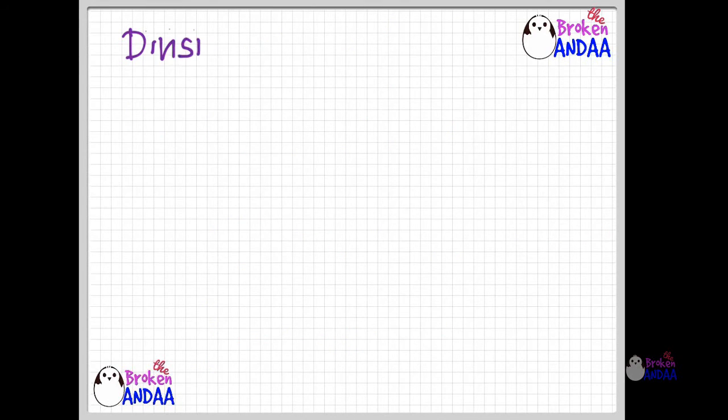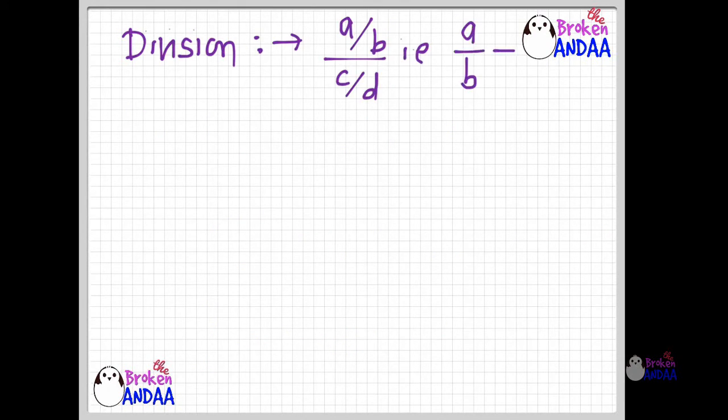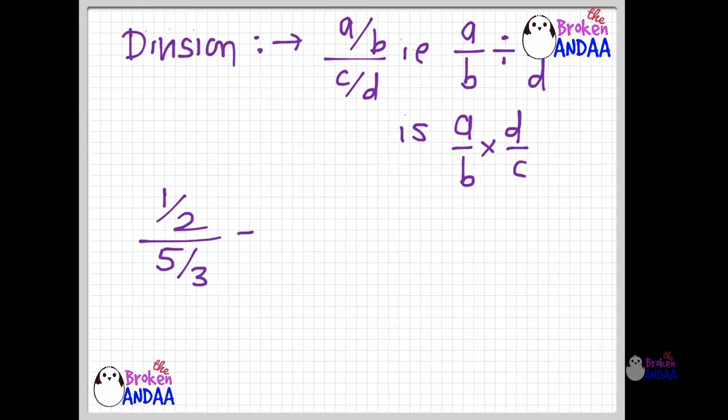Now let's say we want to do division of two fractions. Let's say a by b divided by c by d. In this case, we can write it as a by b into the reciprocal of the denominator fraction, so it will be d by c. For example, let's say we want to do 1 by 2 divided by 5 by 3. It can be written as 1 by 2 into 3 by 5, which will be 1 into 3 upon 2 into 5, which is 3 by 10.